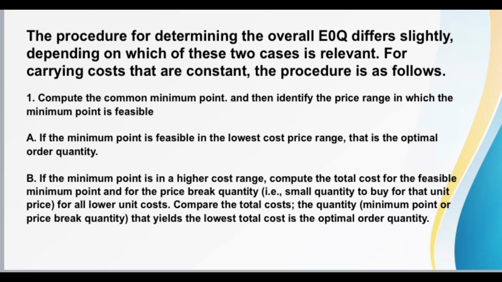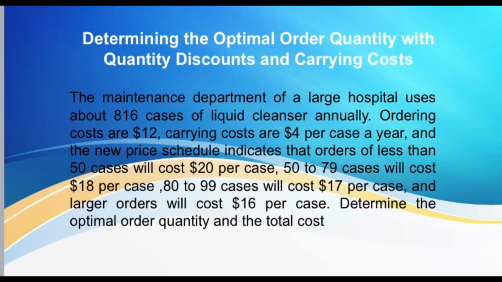B. If the minimum point is in a higher cost range, compute the total cost for the feasible minimum point and for the price break quantity. Compare the total costs. The minimum point or price break quantity that yields the lowest total cost is the optimal order quantity. So, let's determine the optimal order quantity with quantity discount and carrying cost.